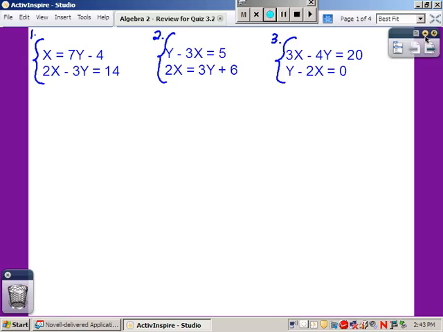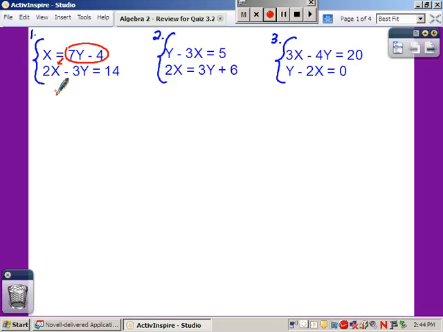So I'm going to show you a few that I think are kind of classic substitution problems. If you look at number one, this has an x by itself. A variable by itself tells me this is substitution. So I'm going to take what it says x is, 7y minus 4, and I'm going to stick it in the other equation where x was.